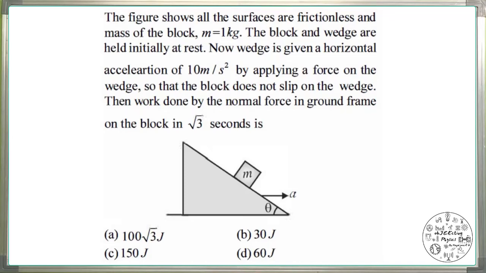The figure shows all the surfaces are frictionless and the mass of the block, small m, is equal to 1 kg. The block and wedge are held initially at rest. Now, the wedge is given a horizontal acceleration of 10 meter per second square by applying a force on the wedge so that the block does not slip on the wedge. Then, the work done by the normal force in the ground frame on the block in √3 seconds is.